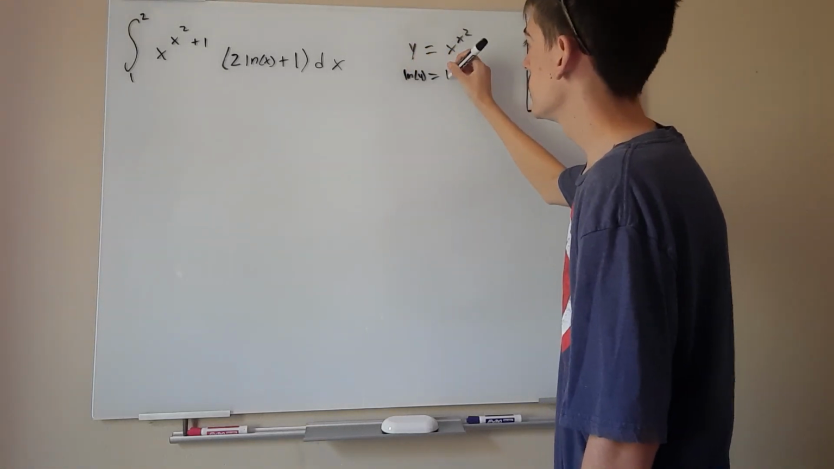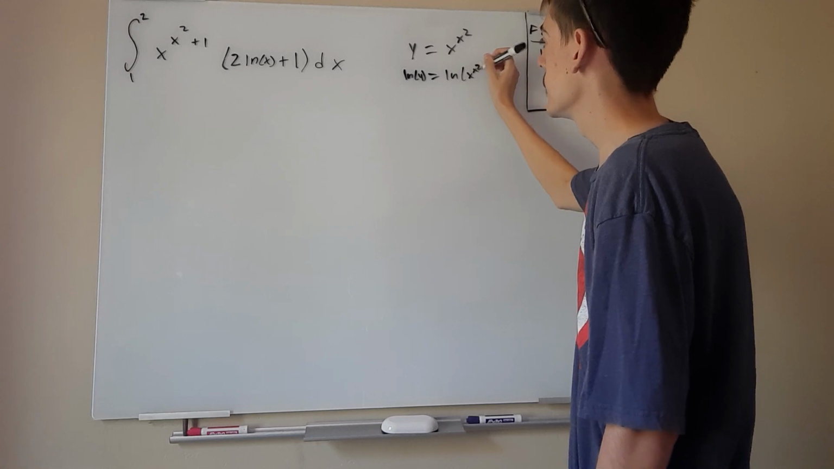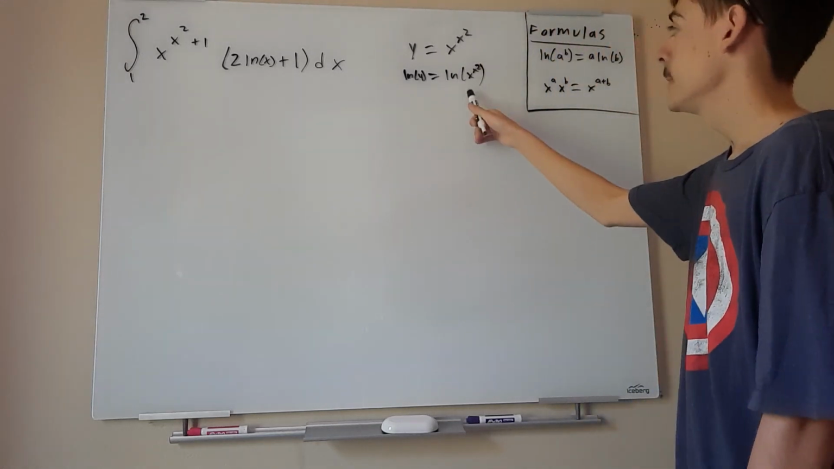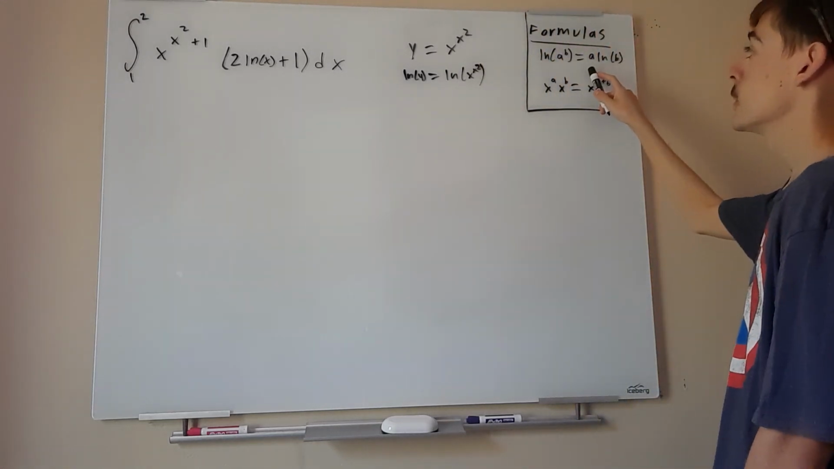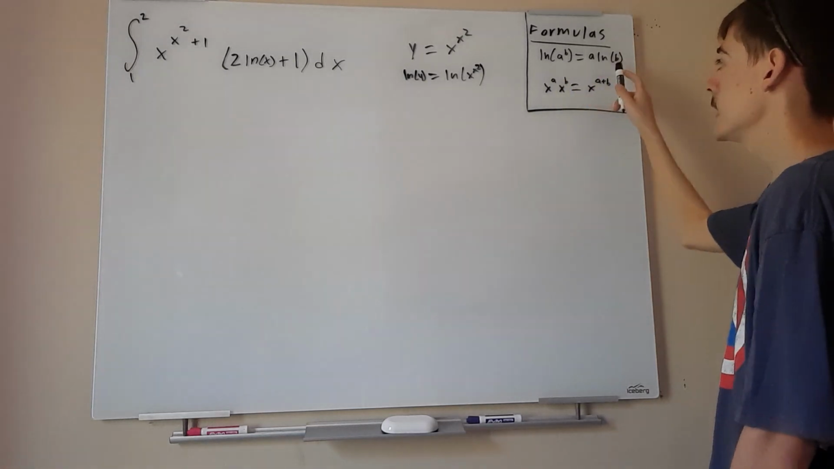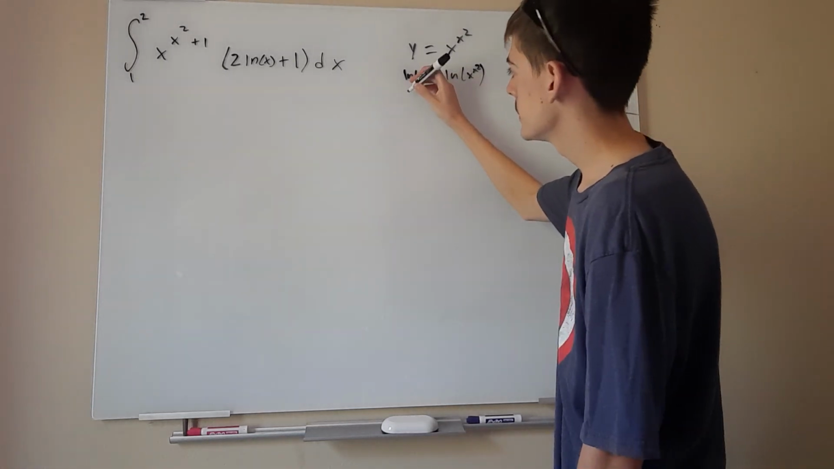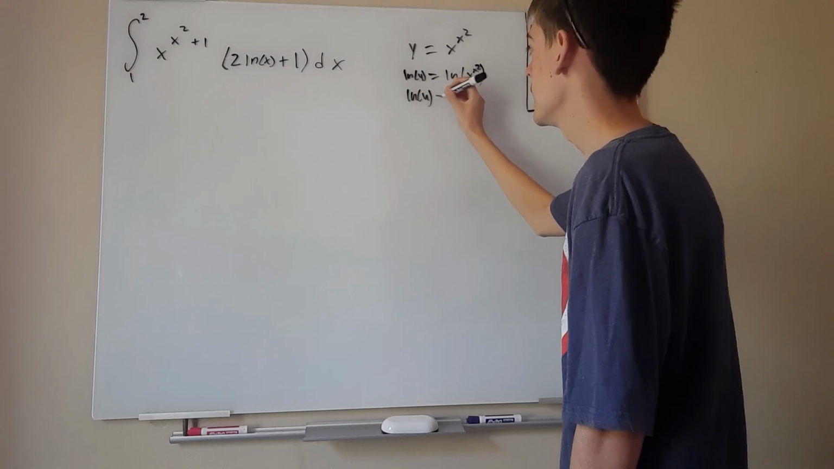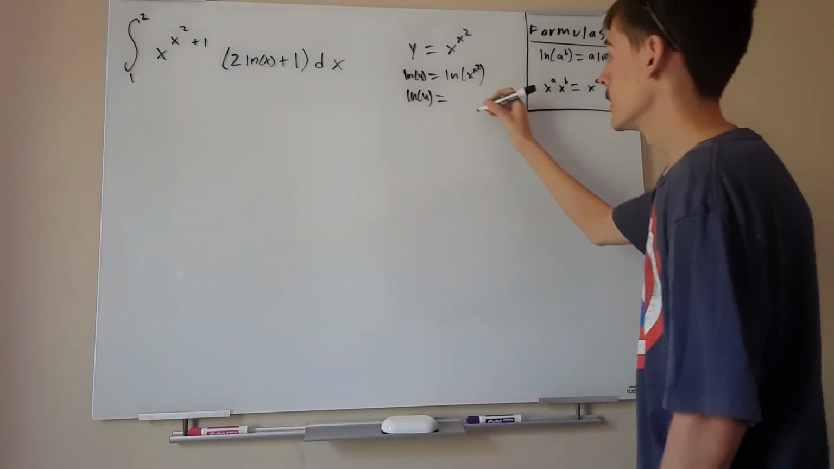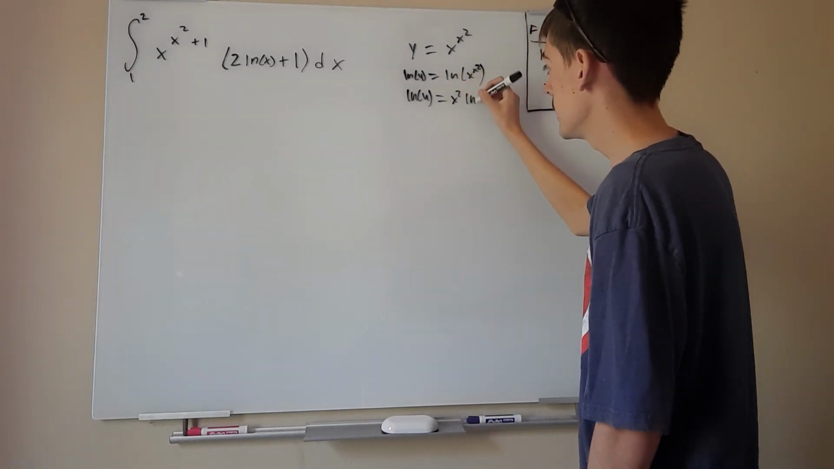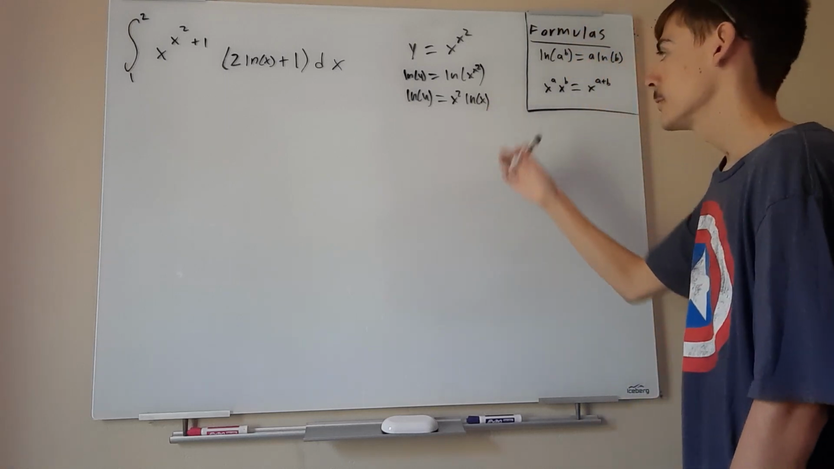So ln of y equals ln of x to the x squared. Now we could simplify this right-hand side using our first formula up here, ln of a to the b equals b ln a. So ln y will stay the same. But the right-hand side, we could rewrite ln of x to the x squared as x squared ln of x. Now we can differentiate this easily.